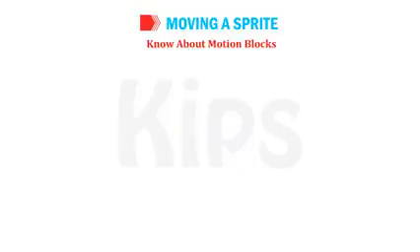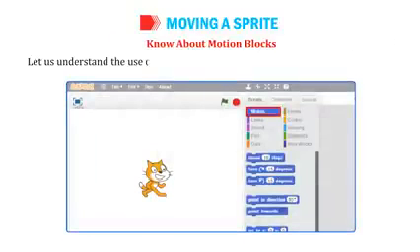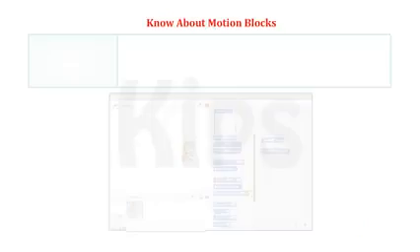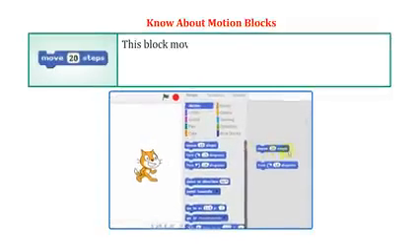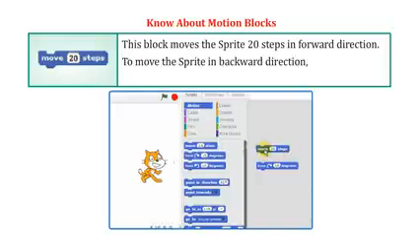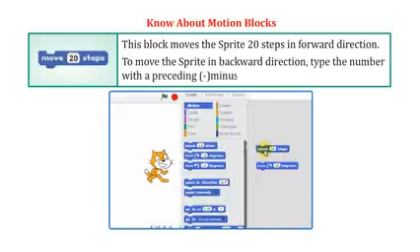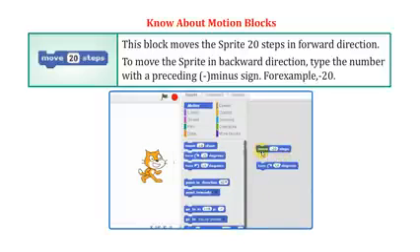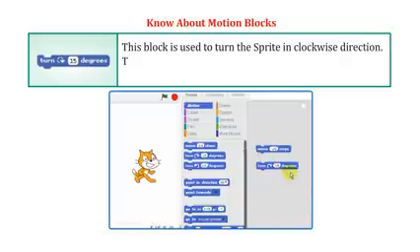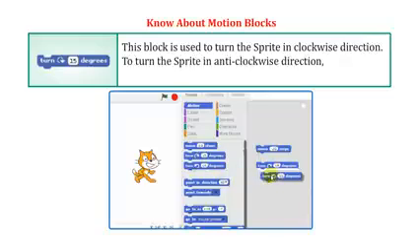Know about motion blocks. Let us understand the use of motion blocks, which we have used in the project. Move 20 steps. This block moves the sprite 20 steps in forward direction. To move the sprite in backward direction, type the number with the preceding minus sign. For example, -20. Turn 15 degrees. This block is used to turn the sprite in clockwise direction. To turn the sprite in anti-clockwise direction, use the Turn 15 degrees block.